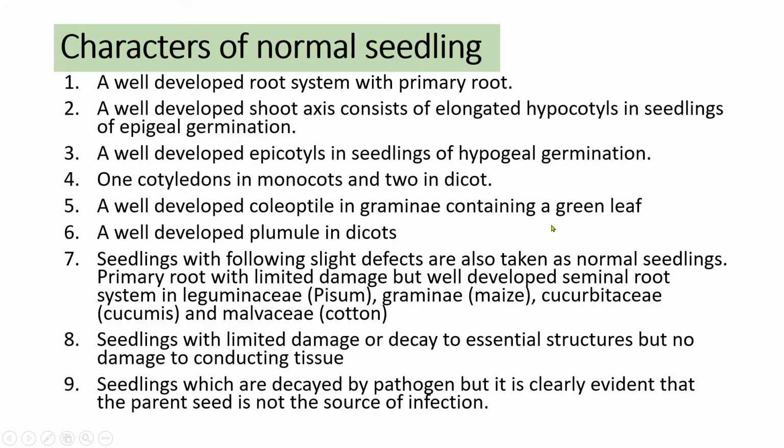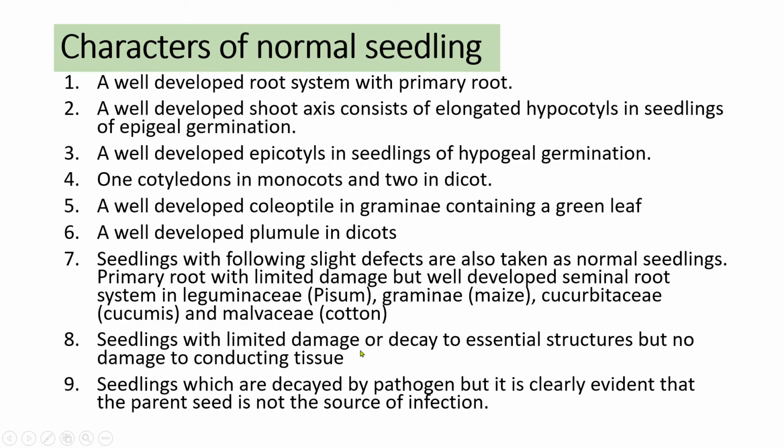Okay, so in rice, a protrusion of leaf from the coleoptile, from the monocot seed, is also one of the signs for normal seedlings. A well-developed plumule in dicots. And the next thing is, seedlings with the following slight defects are also taken as normal seedlings: primary roots with limited damage but well-developed seminal root systems in leguminous seeds, Gramineae seeds, Cucurbitaceae, and Malvaceae seeds are taken as normal seeds.